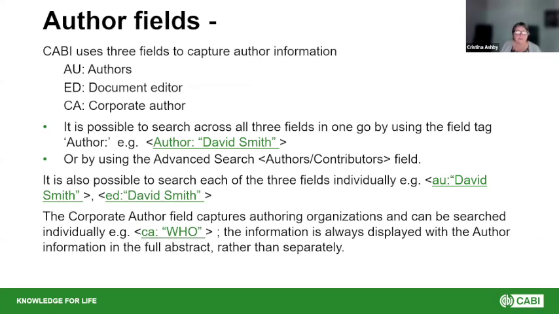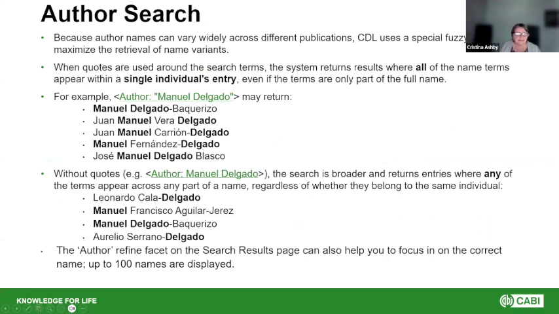Author fields, the super author field includes authors, document editors, and corporate authors. And you can search across all three by searching the author field, or you can search them individually. You can search for corporate authors like WHO, for example. And the thing about the author searches is that author names can vary widely across different publications, because the practice of different journals differs for the same author. I'm sure this is a problem that everyone's familiar with.